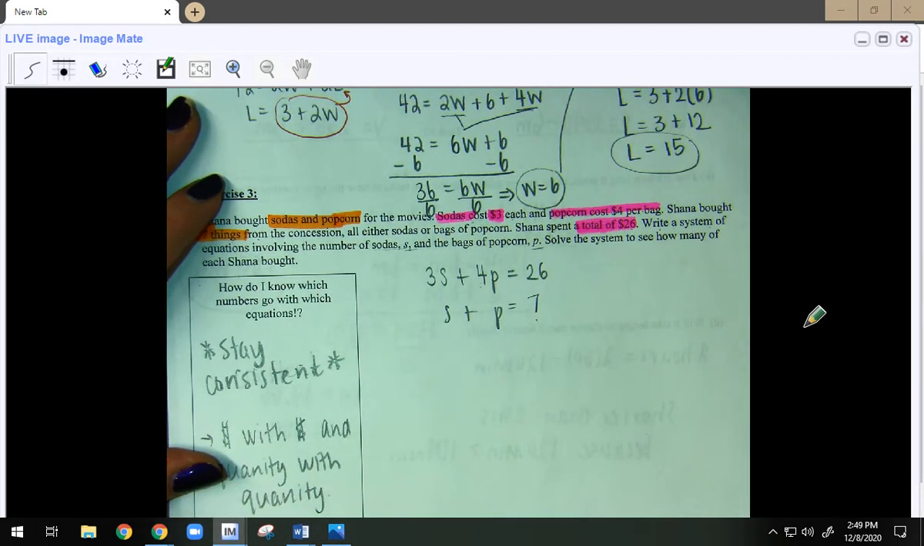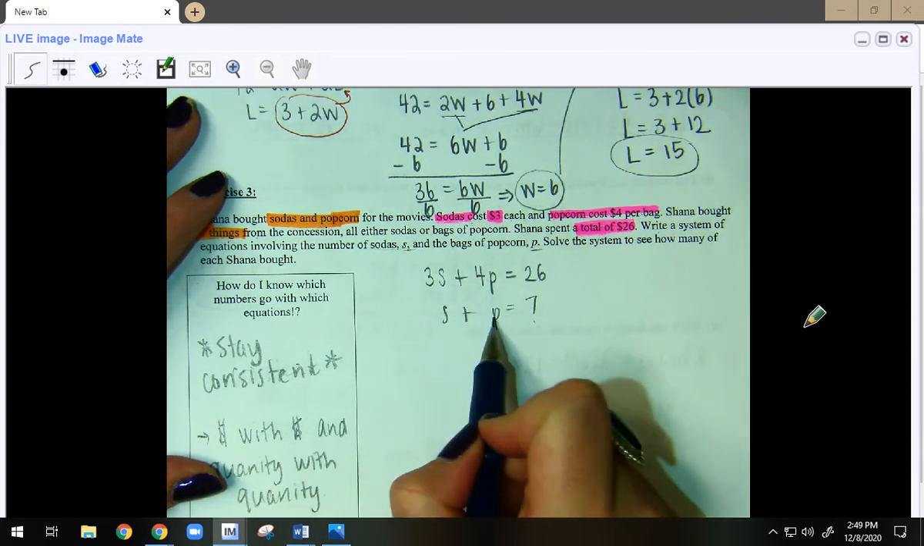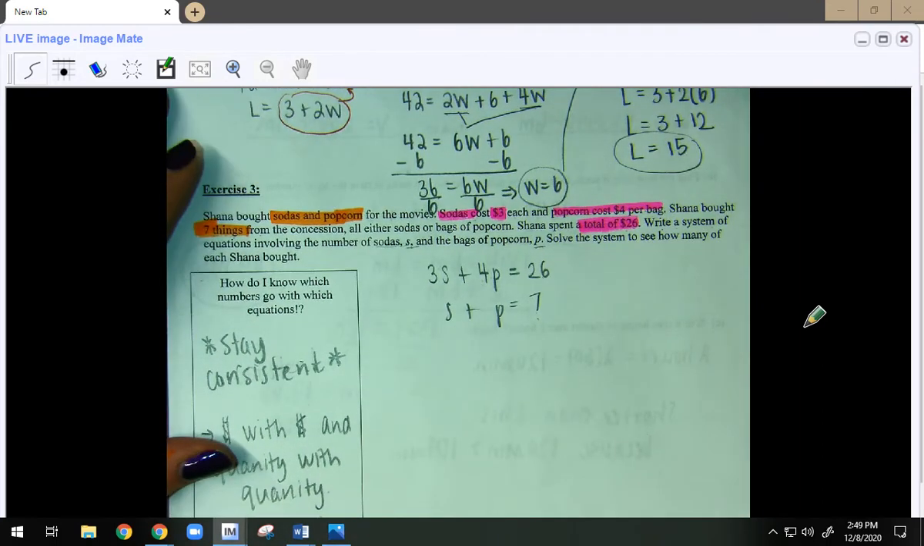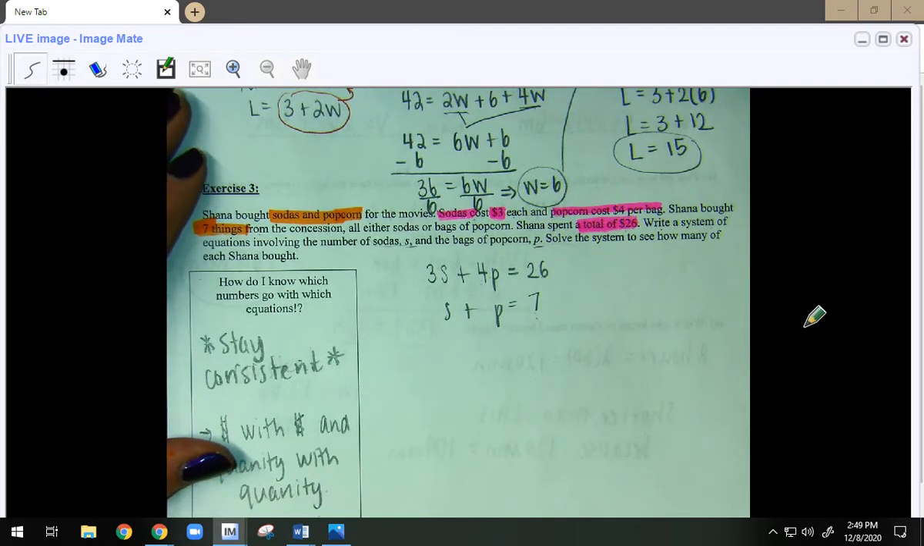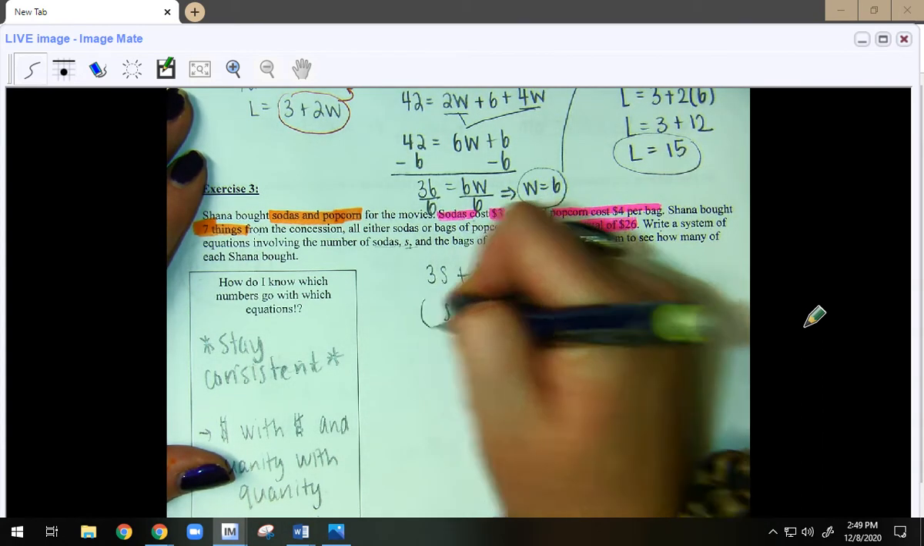So now what do I have? I have a system. I have money, money, money, quantity, quantity, quantity. Easiest way to remember that. So now what I want to do is solve this. Now you can, of course, use substitution or elimination. It does not matter. I like substitution so much that I'm going to use elimination.